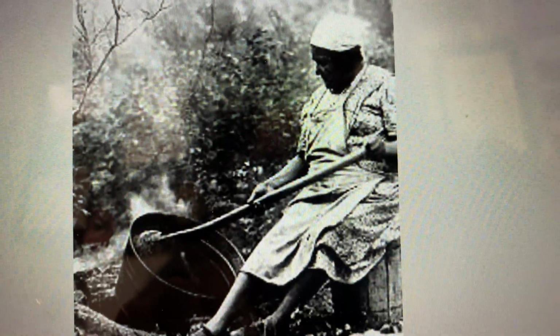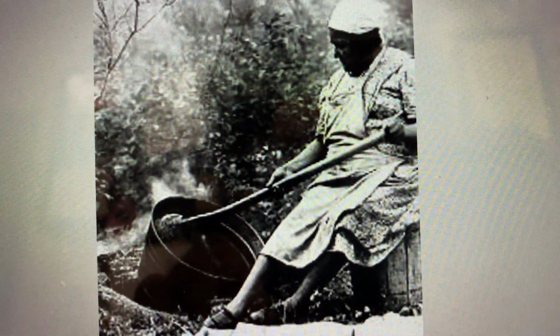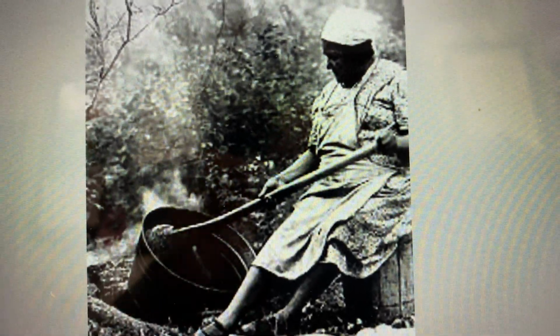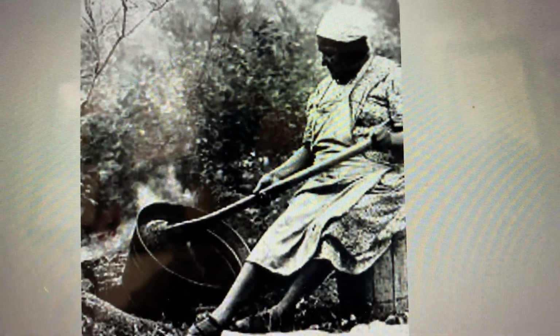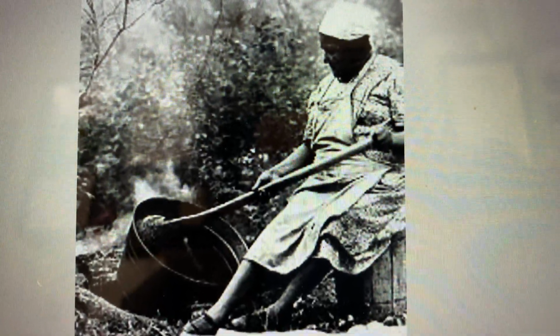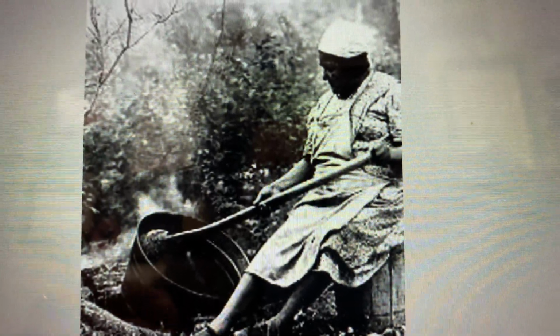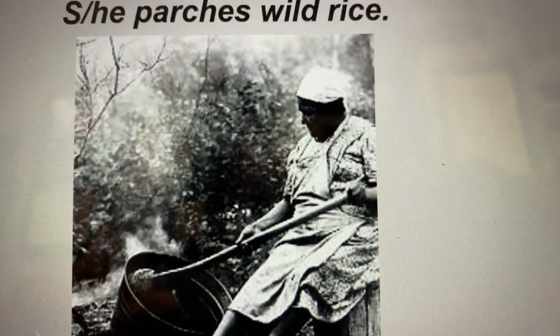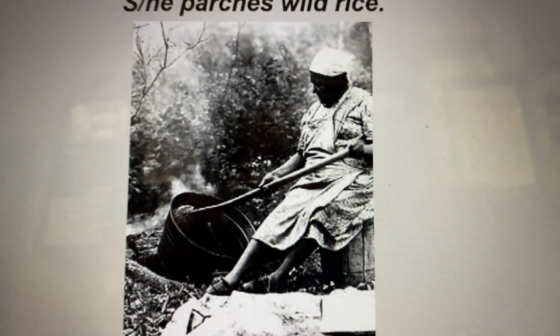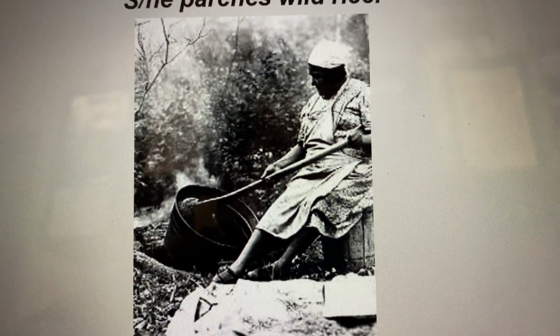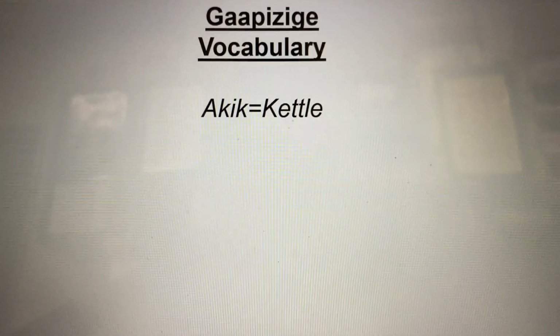And when we talk about parching, we're talking about roasting the kernels, the wild rice, the seed. We're trying to get the seed out, and it's put into the kettle little by little, and it's stirred over an open fire. What it does is it roasts, and it starts the process of getting that husk off of that seed or the rice. And so you see someone here with a paddle and a kettle, and then there's a fire. So some of the vocabulary we have for ga pizige, we have a kick.